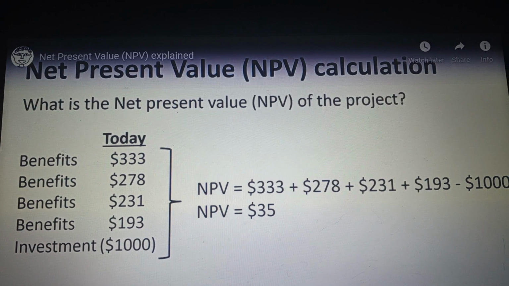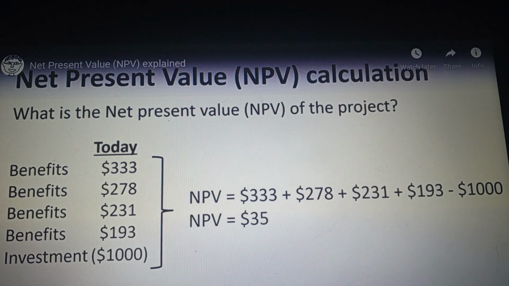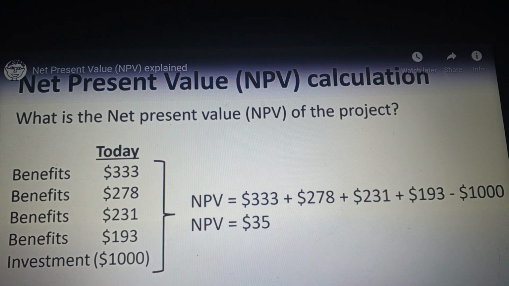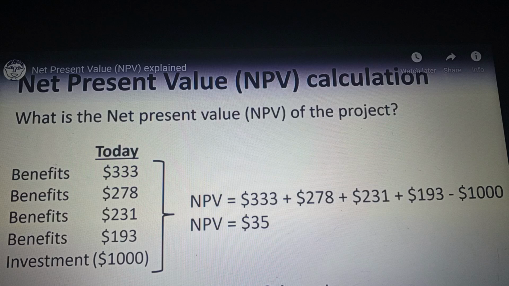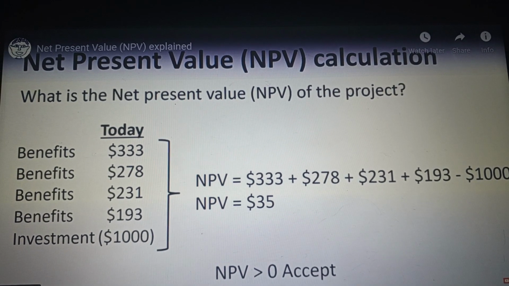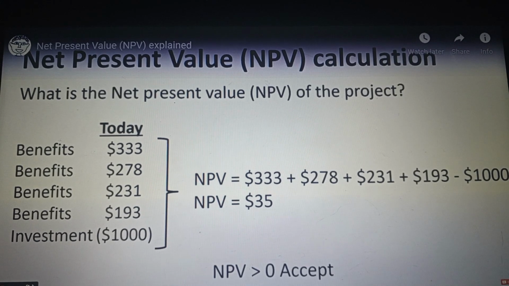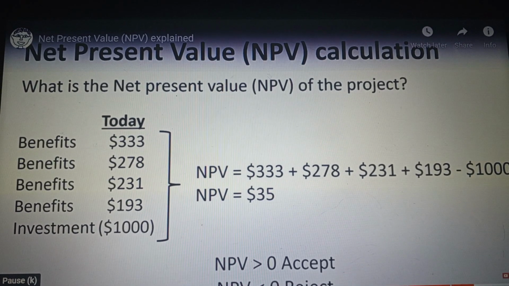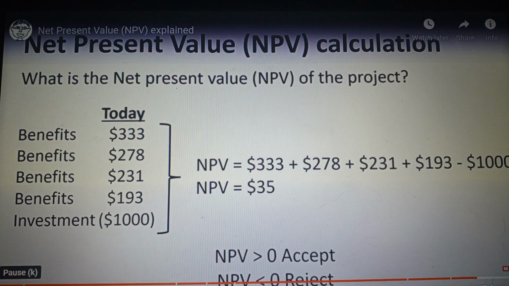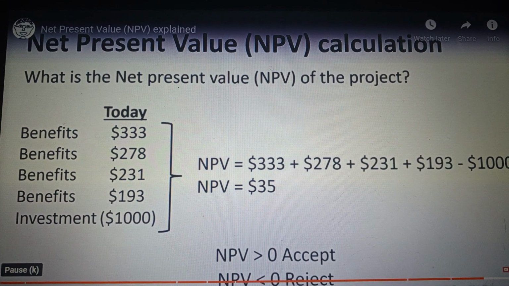The word net in the term net present value means deducting the investment amount from the present values of the future cash flows. As the net present value of this project is positive, it is worth pursuing. Accept the project proposal as it creates value for the company. If the net present value of the project would have been negative, it would not be worth pursuing. Reject the project proposal as it does not create value for the company.